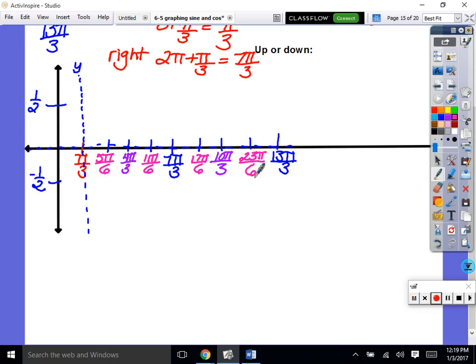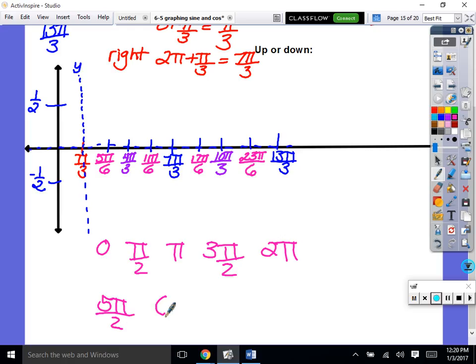Now let me show you one other way, in case you absolutely loathe doing it that way. Our normal points for x were 0, pi halves, pi, 3 pi halves, and 2 pi. And then the next cycle had 5 pi halves, correct? Do you understand what I'm saying? If we were doing the non-shifted one, then that would be 6 pi halves, which is 3 pi, right? 7 pi halves, 8 pi halves, so 4 pi.